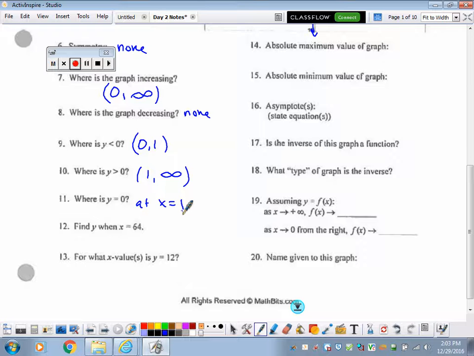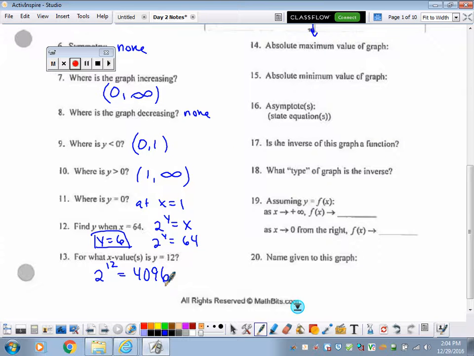Find y when x equals 64. That means if we use the equation 2 to the y is equal to x, what is the corresponding y value when I get 64? So 2 to the what power? How many times do I multiply 2 by itself to get 64? That'll be 6 times. You can use that in the calculator. And for what x value is y equal to 12, so that means 2 to the 12th is what number? 2 times 2 times 2, by itself 12 times, will give you 4,096.